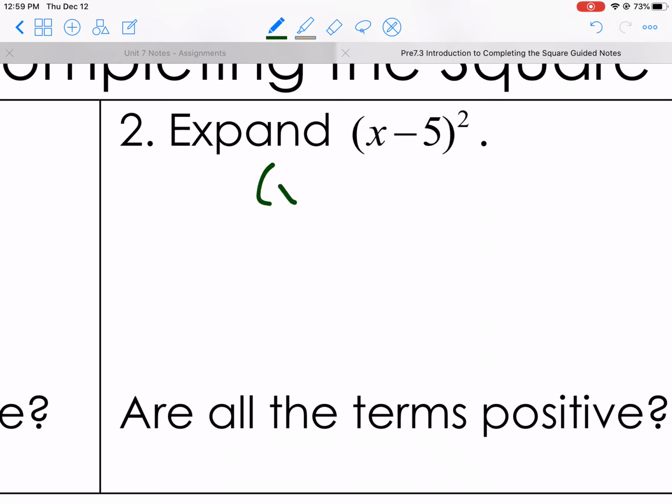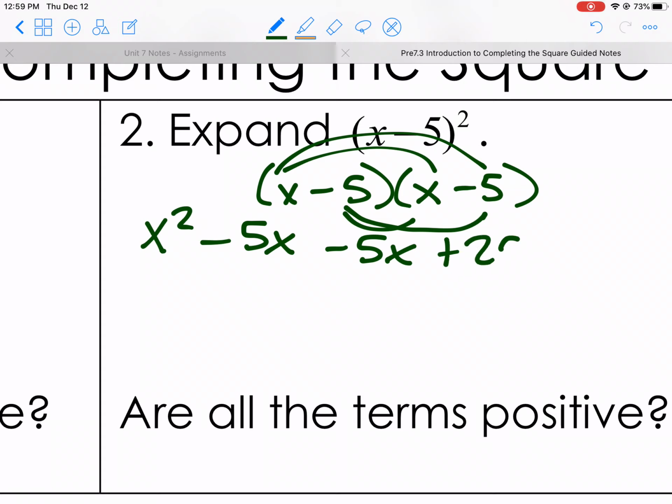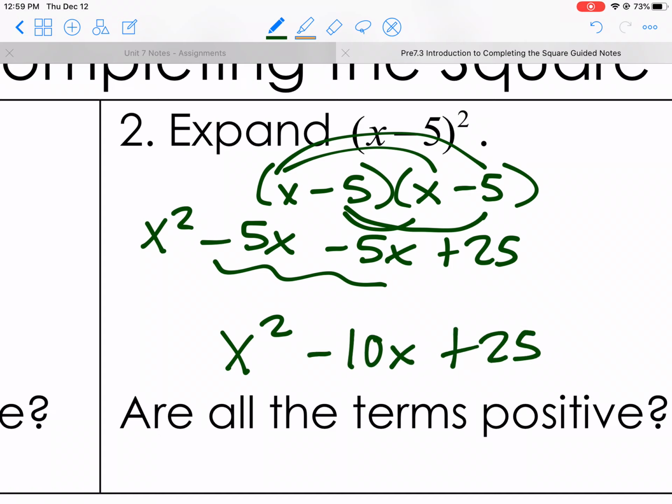So we'll expand x minus 5 times x minus 5, and we'll have x times x is x squared, x times negative 5 is negative 5x, negative 5 times x is negative 5x, and negative 5 times negative 5 is positive 25. When we combine like terms, we'll have x squared minus 10x plus 25. Okay, again, negative 5 times 2 becomes negative 10. Negative 5 squared becomes 25.